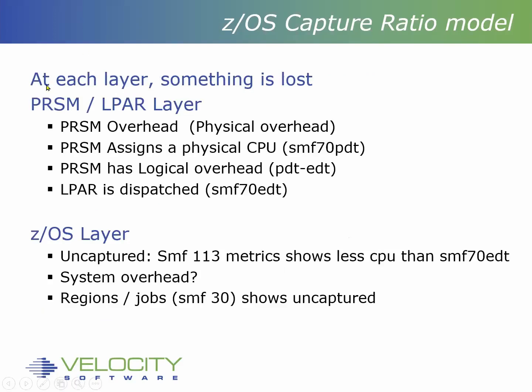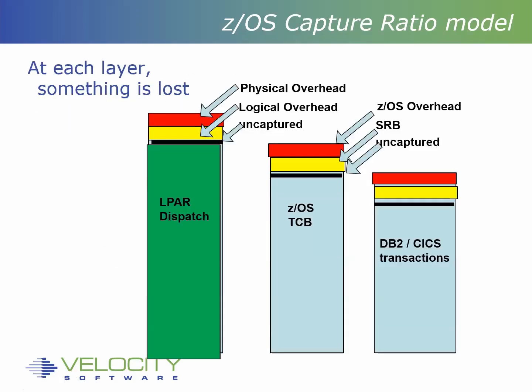So we looked at the Prism layer, and then we want to look at, well, what does z/OS actually see? We know what the LPAR provides to z/OS, but we don't know what z/OS actually uses. So we do have the SMF 113, which I thought was pretty interesting. And then we can look at the SMF 30s and see, well, what are we missing? When I look at the data, at every layer there's something missing. From the LPAR perspective, the LPAR layer goes over to z/OS, and off z/OS we lose some overhead. There's going to be some logical overhead, and it's uncaptured.